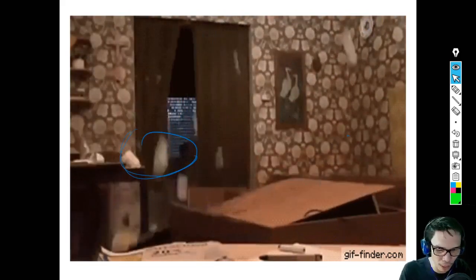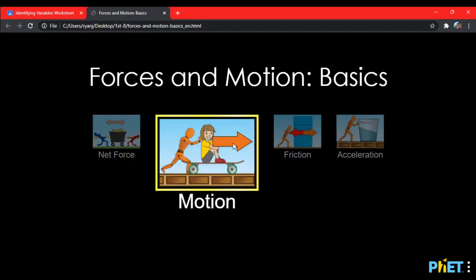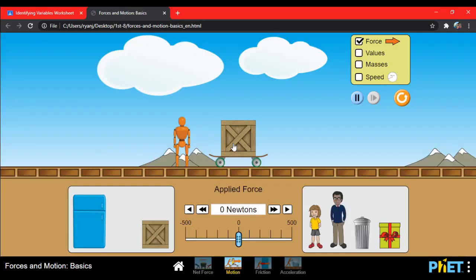So if we take a look at this scenario over here, right, so there you go. If we try to do a simulation about the first law of motion, let's try this one. This is from the PhET simulation. Later I will include the link in the description.